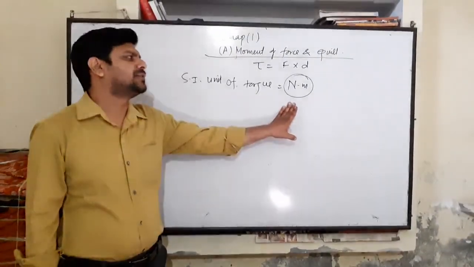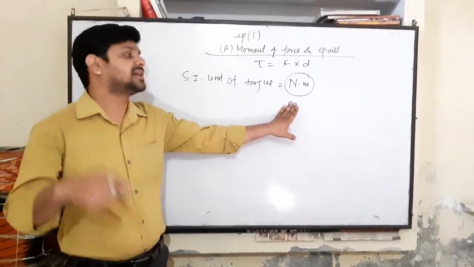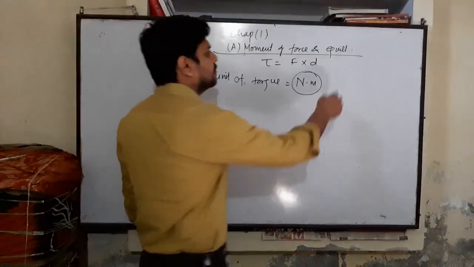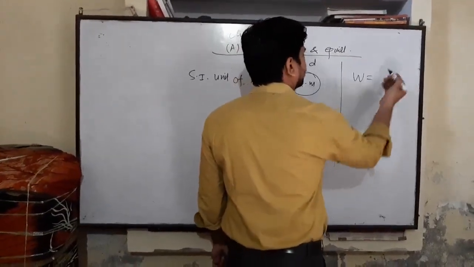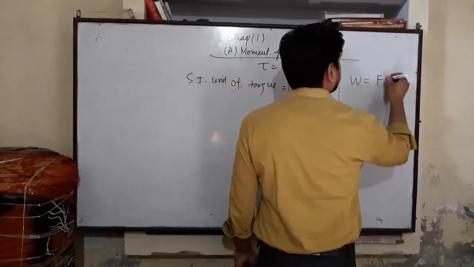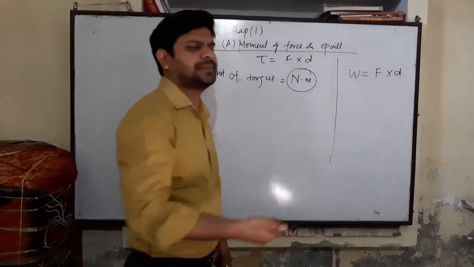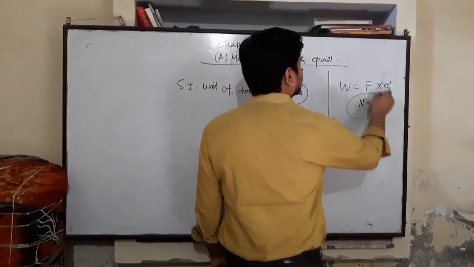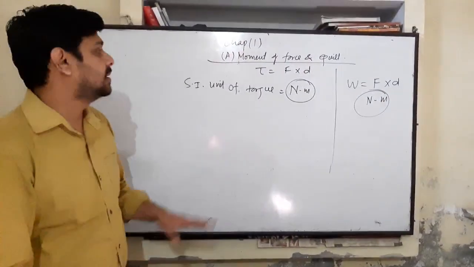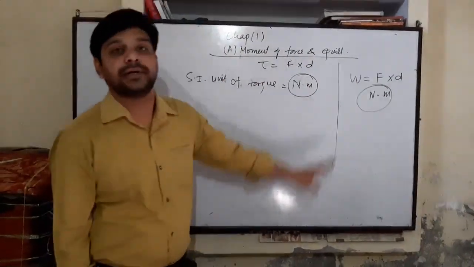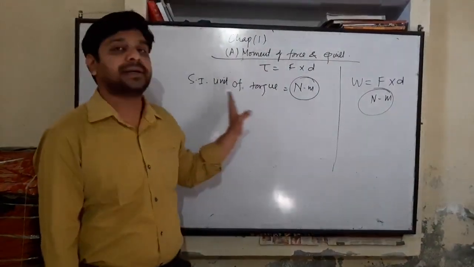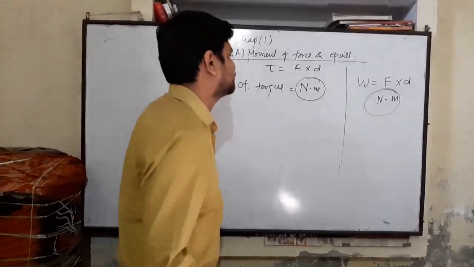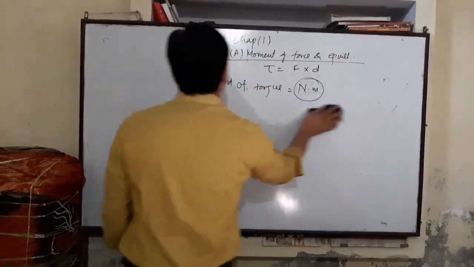Newton meter. Can you tell me another physical quantity which has the same SI unit as torque? This is work. Work is also force into displacement. You will study work in the next chapter, and both have the same unit. But both are different physical quantities. Torque is different and work is different, quite different. But the SI units are the same. So this is the SI unit for torque.